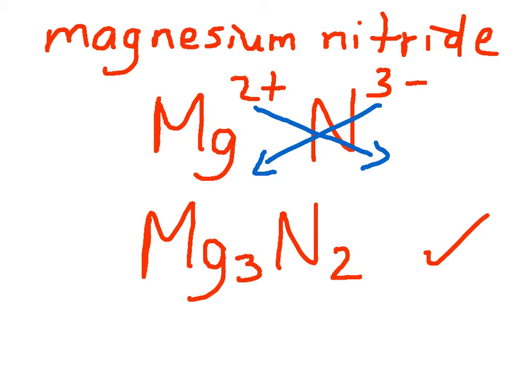So the formula for magnesium nitride is Mg3N2, and what this tells me is that in every molecule of magnesium nitride there are 3 atoms of magnesium and 2 atoms of nitrogen joined together in one big molecule. The ratio of magnesium to nitrogen is 3 magnesium to 2 nitrogen. This is how ionic compound formulas can help us to understand what we're dealing with.